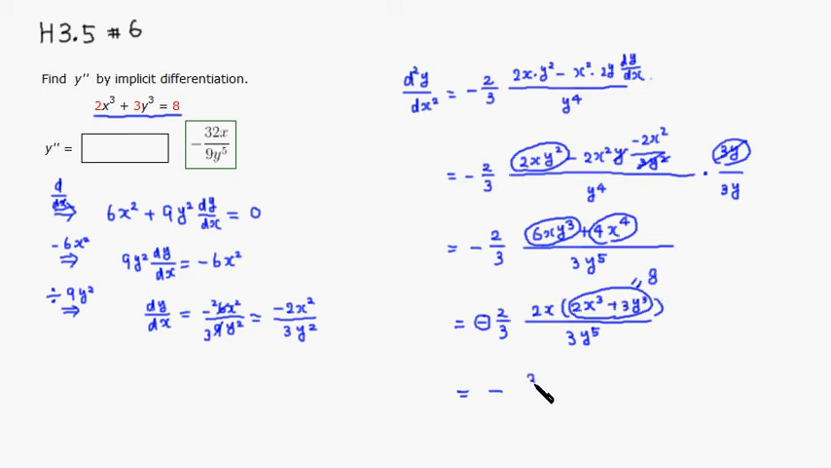So you have a 32x on top, right? Then you have 3 times 3y to the 5th, so it's going to be 9y to the 5th power, right? So that's the second derivative of y with respect to x, right? That's it. I hope that this was clear.